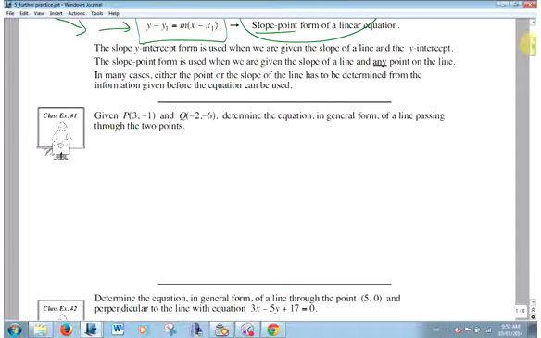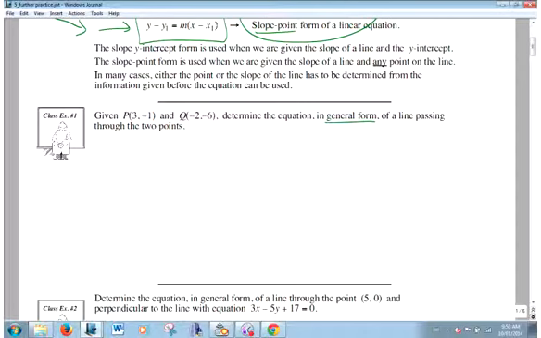So I'm just going to do 2 questions out of this, and we're moving on to lesson 6. Given point P and point Q, determine the equation in general form, you got to know which one that is, of a line passing through those 2 points. Cool. What do you do?